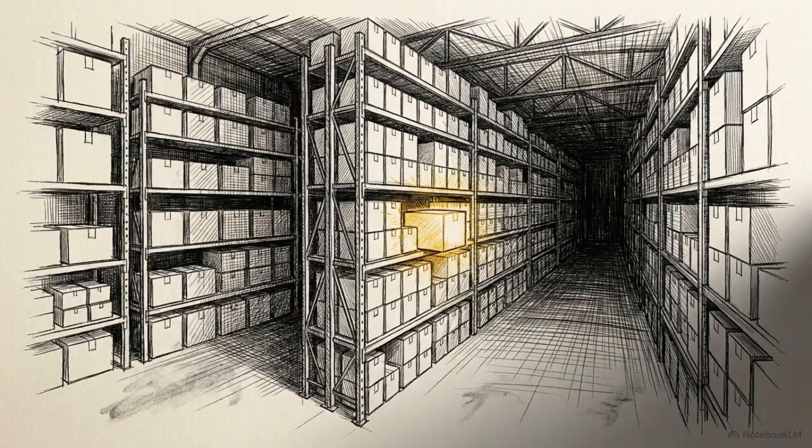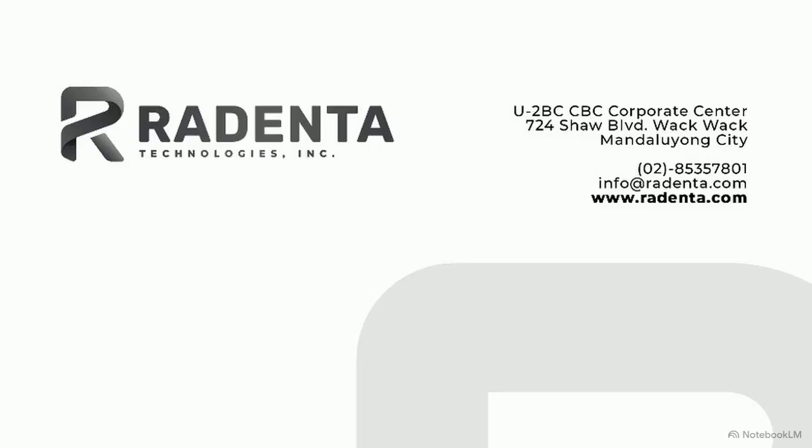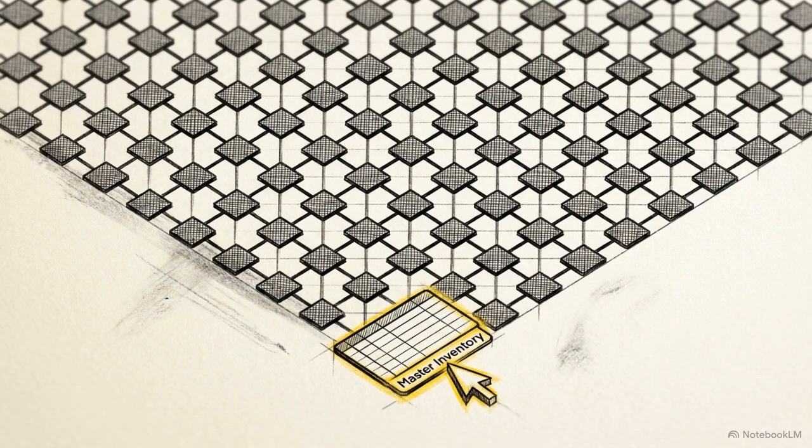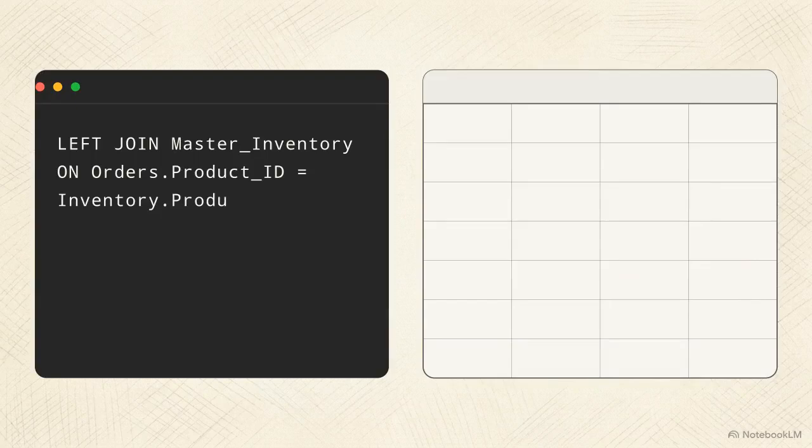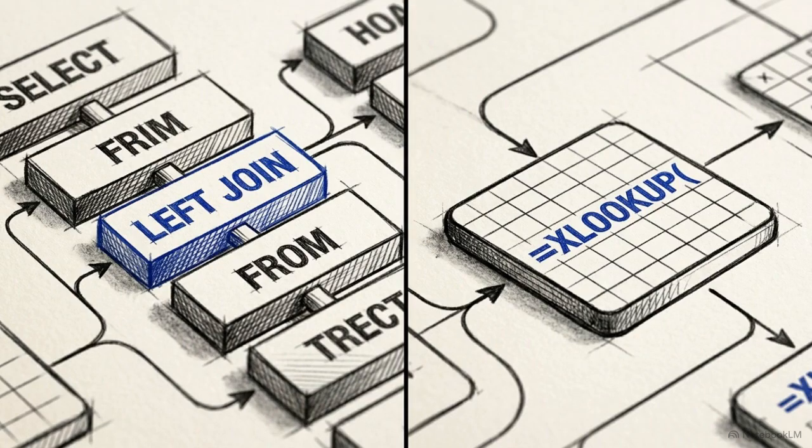A warehouse fulfillment crisis provides the next challenge. The floor has 10,000 pending orders exported with only a product ID, but the human packers require a readable product name. The names exist, but they are housed on a completely separate master inventory sheet. On a backend server, you would resolve this with a standard relational join, using the product ID as the primary key. On the front end, XLOOKUP is the exact formula equivalent of that left join.